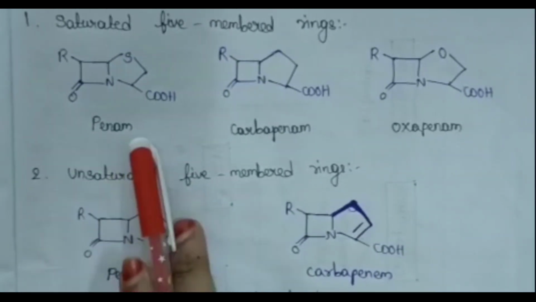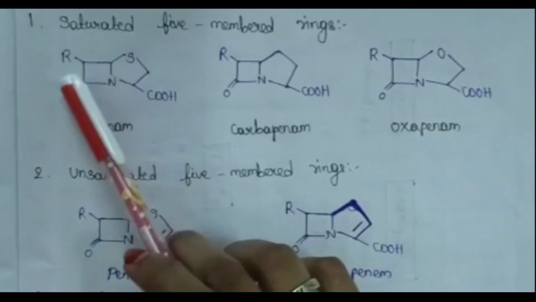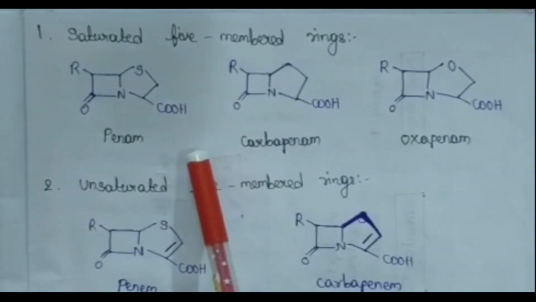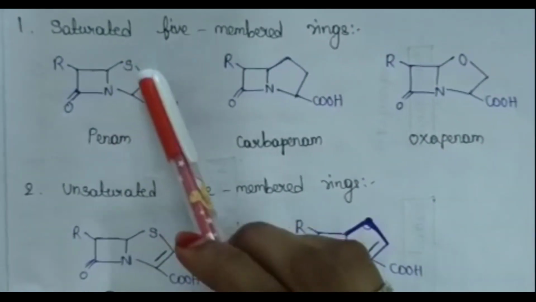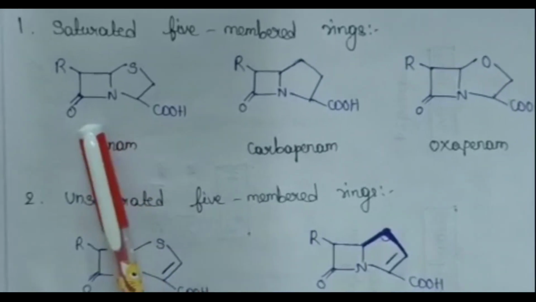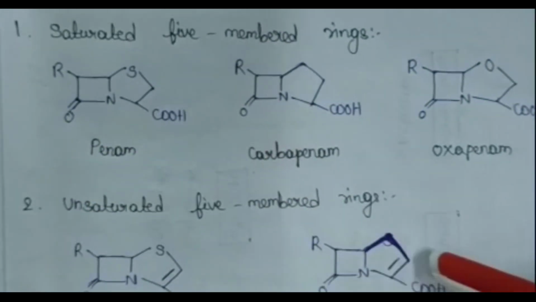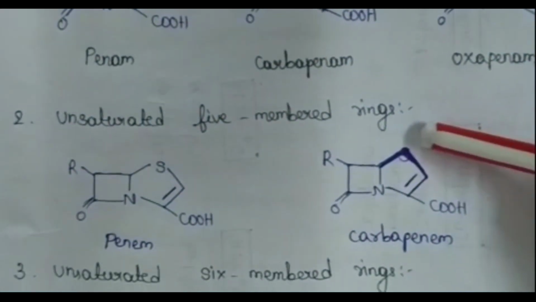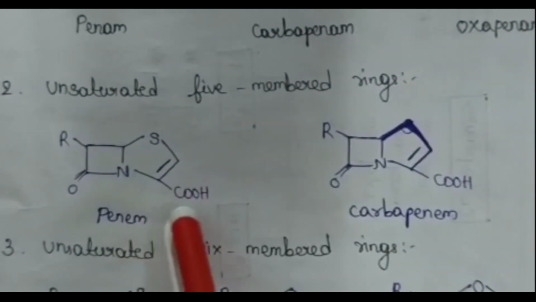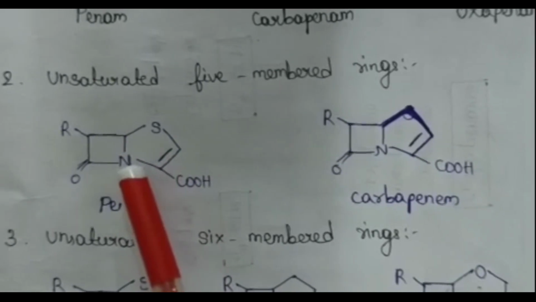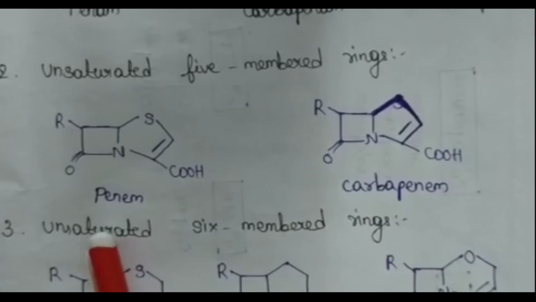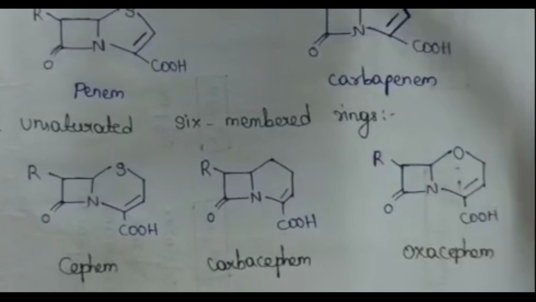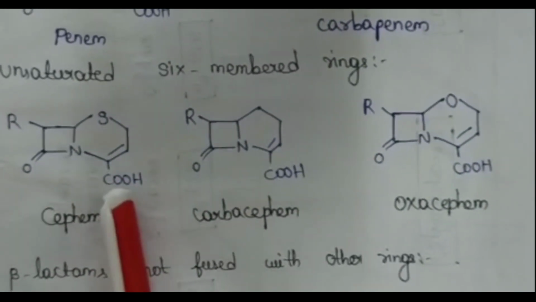Here the saturated 5-member rings contain only single bonds between the carbon atoms. Examples of those are penams, carbapenams and oxapenams, and they contain a 5-member ring in their structure along with the beta-lactam ring. The second one is the unsaturated 5-member rings, and they contain a double bond between 2 carbon atoms, and they also have a 5-member ring attached to the beta-lactam ring. Examples of these are penems and carbapenems. And the third one is the unsaturated 6-member rings. Those contain carbon atoms.